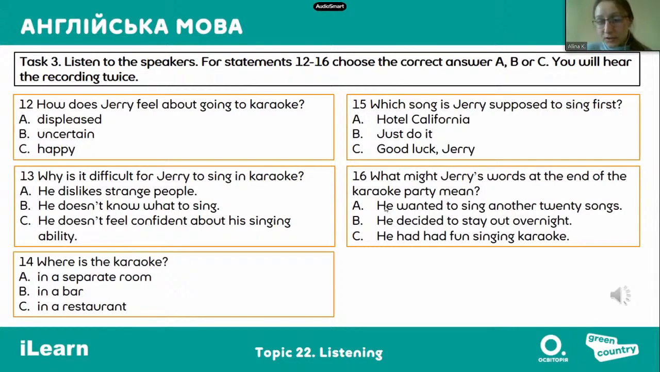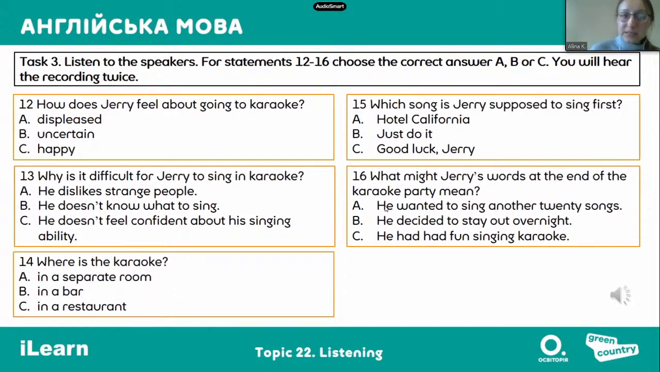You have 5 questions. Yes, you need to read and find the keywords in this question. So let's look at question 12. How does Jerry feel? So we need to listen about his feelings, and we have displeased, uncertain, or happy. Звичайно, в аудіозаписі у вас не буде цих прикметників, правильно? Вам ніхто їх не дасть. Displeased, uncertain, and happy. So your task is to think about some synonyms. Тобто своїми словами спробуйте описати.